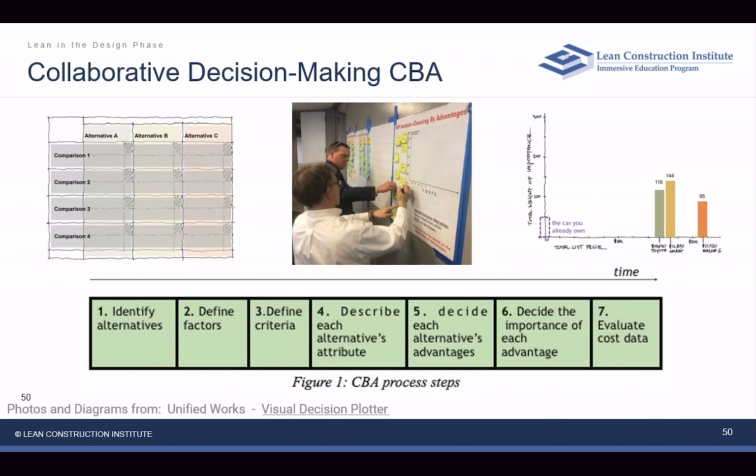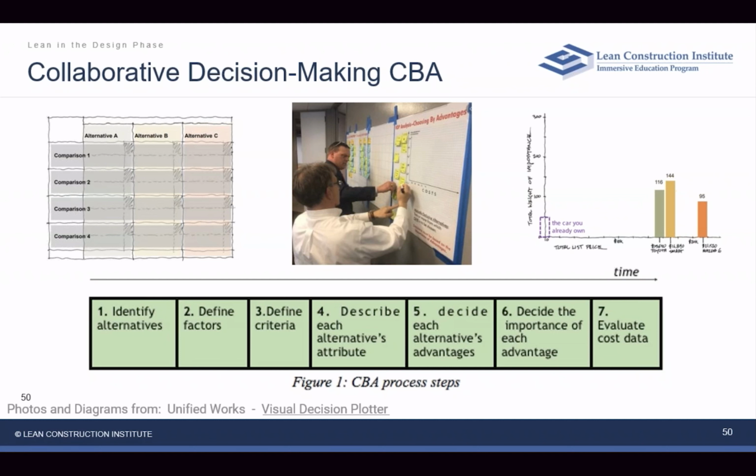So first, let's identify these alternates, get them up there. What are our viable alternatives? Remember in the PDCA cycle, we're going to start with hypotheses for alternatives that are actually reasonable. Then we're going to define these factors and these criteria. And if we can keep the team focused together on these different steps, then we go through a process of describing each alternative attribute. And then there's this point where the team actually starts weighing these and putting them on a scale of importance and advantages.